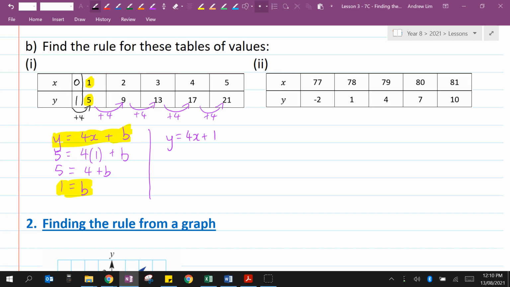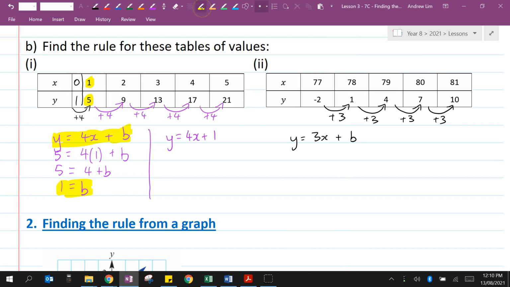What are you going to do there? You're not going to go back 76 times, 77 times. We are going to use our algebraic skills and substitute this in. So let's first see what the pattern is. Looks like we're going up by 3 each time. So that means y is equal to 3x plus something, I'll call that b.